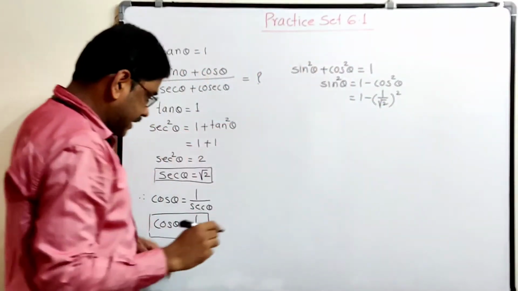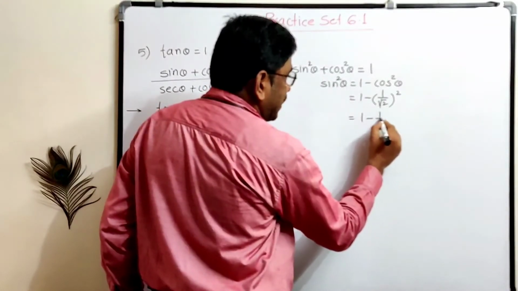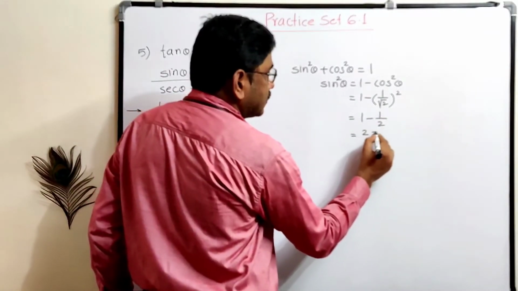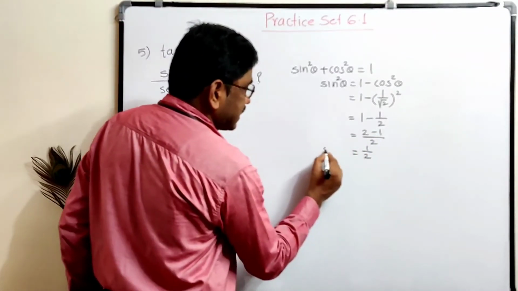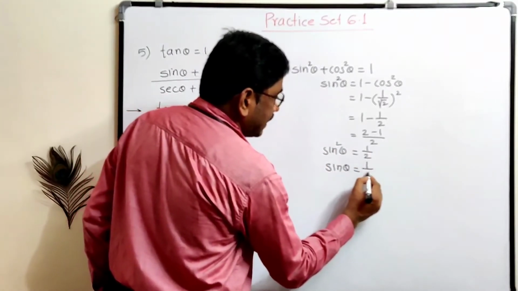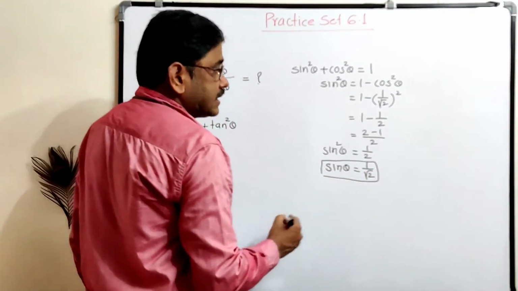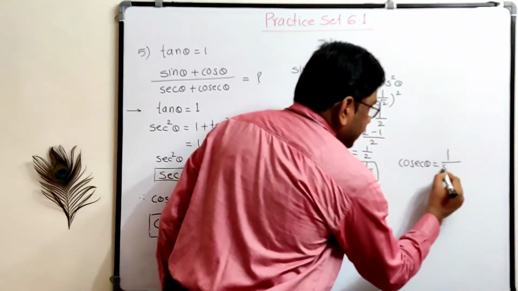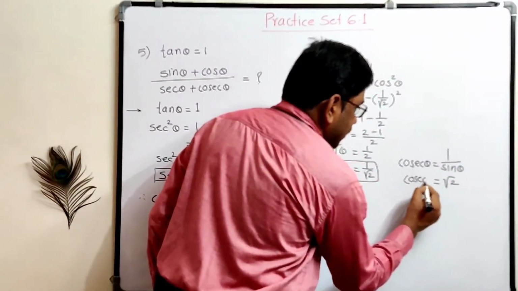Here we have substituted the value of cos theta. Now squaring, the square of 1 upon root 2 is 1 upon 2. So we get 1 minus 1 upon 2, that is 2 minus 1 divided by 2, which is equal to 1 upon 2. This is sin square theta. Therefore sin theta is root of 1 and root of 2, that is 1 upon root 2. Now cosec theta is equal to 1 upon sin theta. So write its reciprocal, root 2. Cosec theta value came root 2.